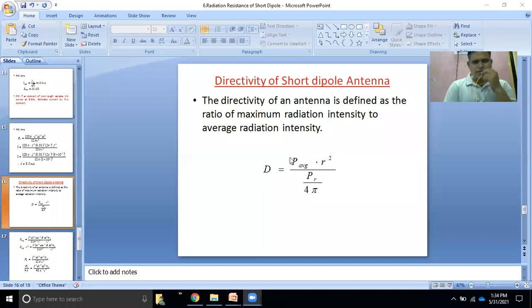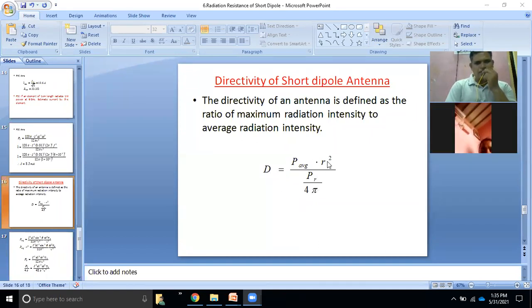This is the equation for maximum radiation intensity, and P_R is the total radiated power divided by 4 pi. This gives the average radiation intensity. We have already derived P average and the total radiated power. We just substitute here and we will get the directivity. In any antenna, if you know the average power and the total power, we can calculate the directivity.